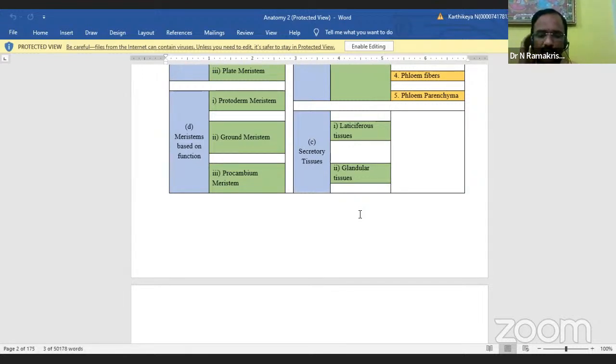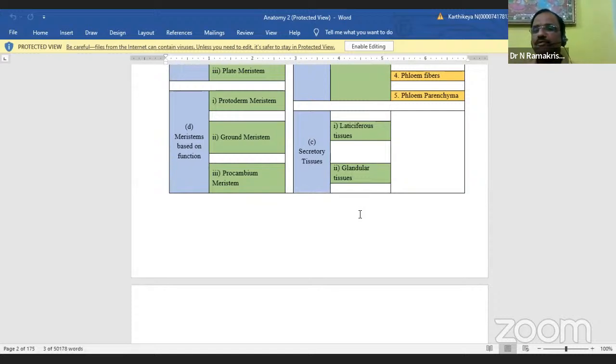Next, you see here secretory cavities, cavity-like structures. The secretions released from the secretory cells are stored in the space within the glands. These cavities are formed by the breakdown or by the separation of the secretory cells containing oils. There are two types: lysigenous and schizogenous. So these are the cavities.